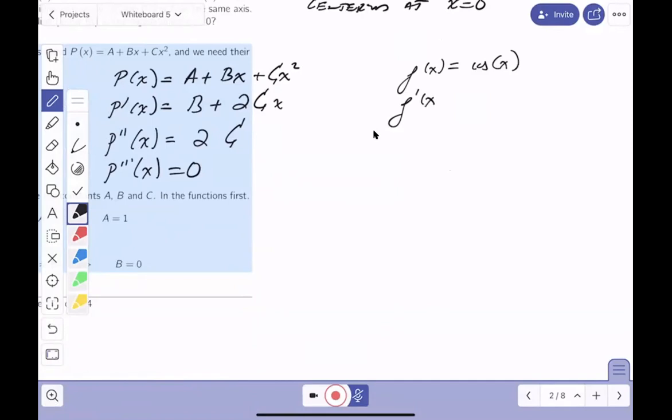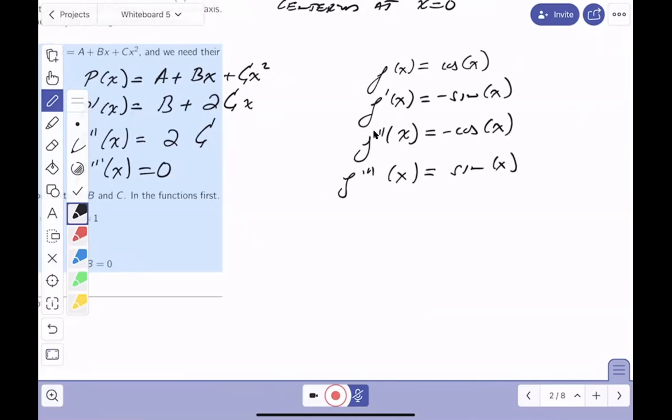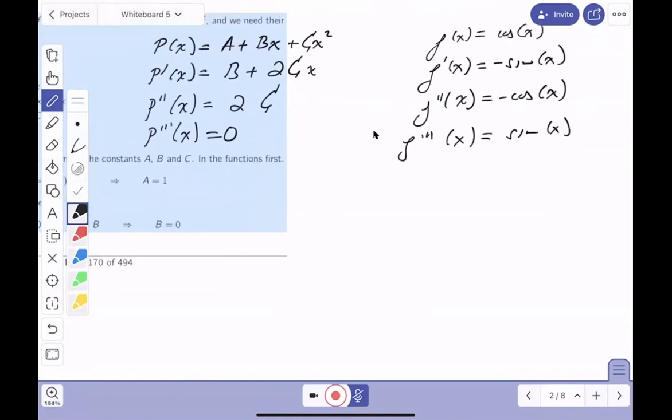F prime of x, that's minus sine, right? F double prime of x, and what would that equal? Well, that's minus cosine, right? And f triple prime of x, we'd be back to what? That would be sine, right? I think you get the idea. Now, I want to make sure these things agree. So what I'm going to do is write this down now.